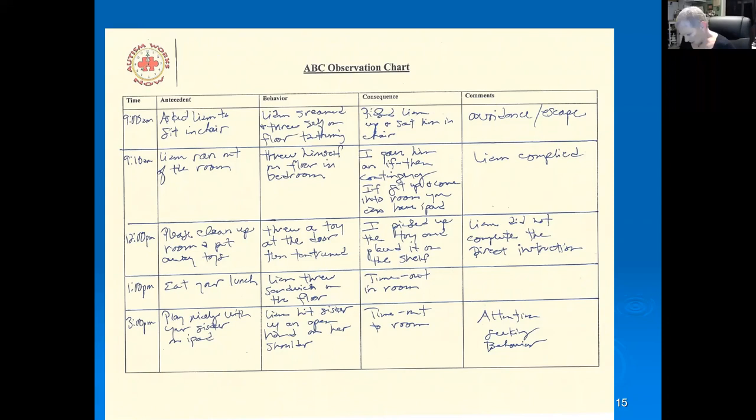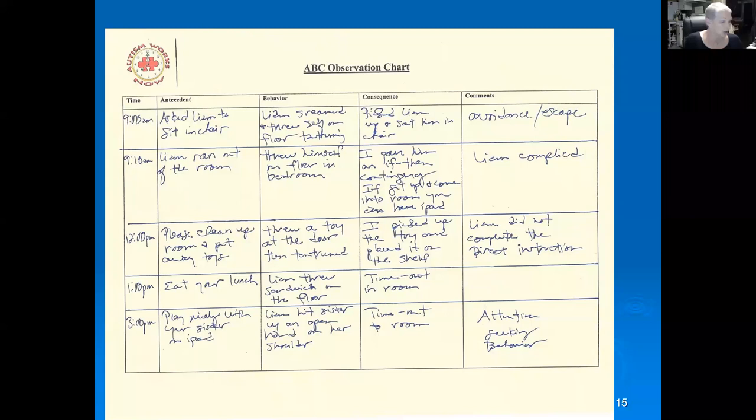I didn't use a punishment or a negative reinforcement. I actually rewarded him for coming back and sitting down in the chair. And I gave him his iPad for 5 minutes and said, I like the way you sat down in your chair. Here's your iPad for 5 minutes. And then we're going to get back to work. Implied. I wrote that in the comments.